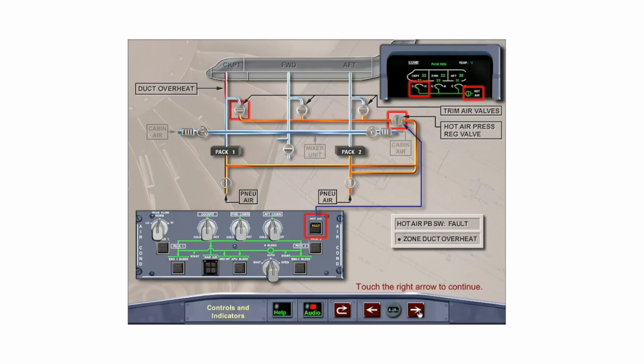The hot air push-button switch fault light will illuminate if there is an overheat of a duct which supplies the individual zones. With a duct overheat, the hot air pressure regulating valve and trim air valves will automatically close. If the hot air push-button switch is selected off, the fault light will go out when the temperature drops below the set limit.